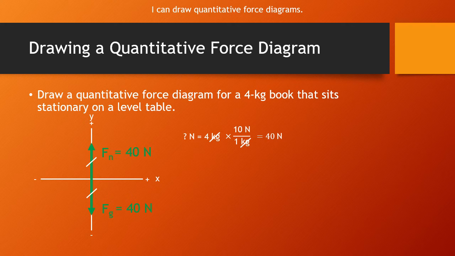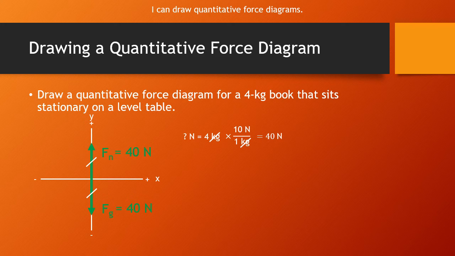Now one thing to recognize here is, even though we have said up is positive and down is negative, oftentimes the convention is not to put the negative sign in here. I know that this is in the negative direction because it's pointed down, and I've called down on the y-axis negative. It would not be wrong if you wanted to label this specifically negative 40 newtons, if you wanted to do that. But that's the end of our force diagram.